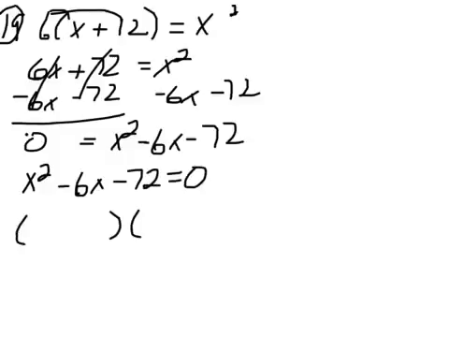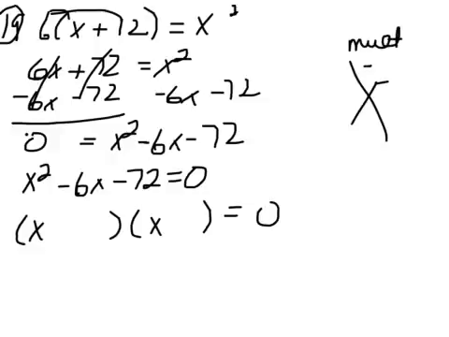Now, I've got to factor this if I'm going to solve it. If it wouldn't factor, I could use the quadratic formula, but we've seen that takes a lot of time. So what I'm trying to do is find two numbers that multiply to give me negative 72, and at the same time, those same two numbers have to add to give me this number, negative 6, in the middle.